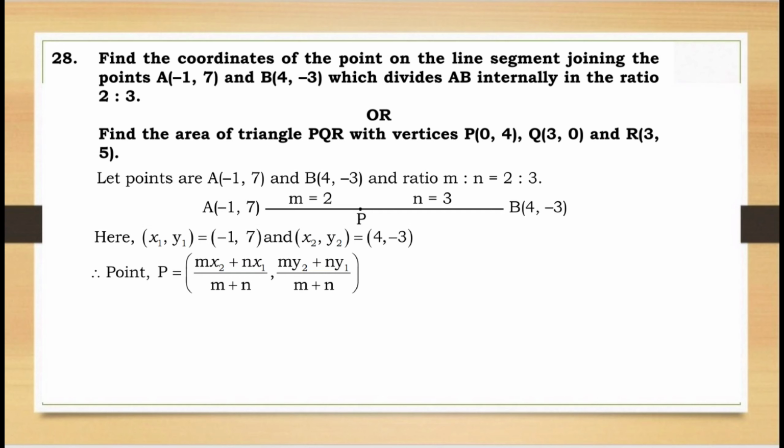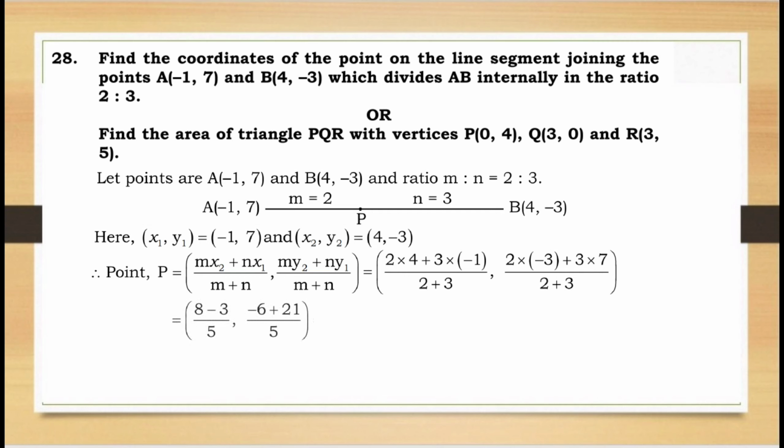Therefore P equals 2 into 4 plus 3 into -1 whole divided by 2 plus 3, comma 2 into -3 plus 3 into 7 whole divided by 2 plus 3, which equals 8 minus 3 whole divided by 5, comma -6 plus 21 whole divided by 5, equals 5 by 5, comma 15 by 5, equals 1, 3.